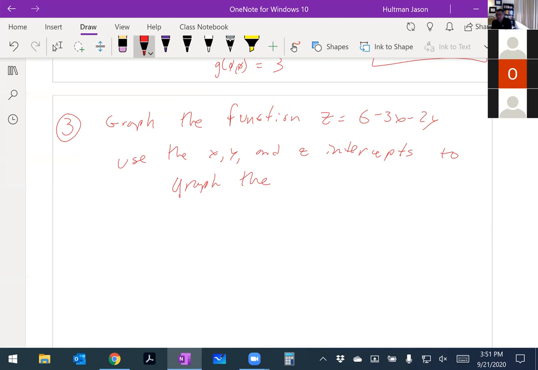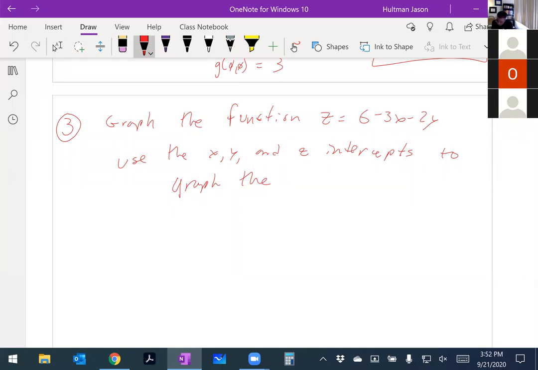the what? What is this going to be a graph of? Z equals something in terms of x and y. Anybody know what this is going to graph? What type of function? Is it a plane? It is a plane. Thank you, Long. The x and the y and the z are all raised to the first power. It's a plane.